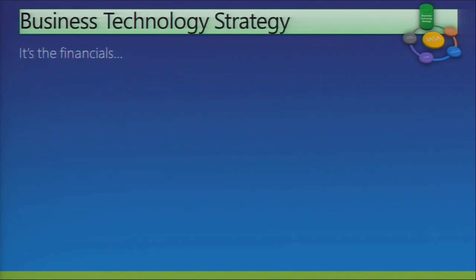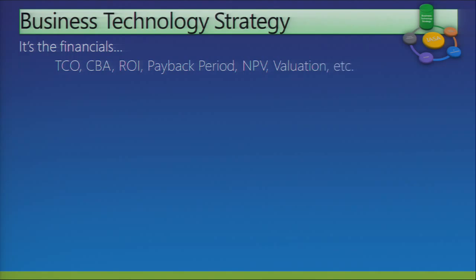So getting back to the main topic on business technology strategy, I want to go over the main areas of this pillar, and it's the financials. First and foremost, total cost of ownership, cost-benefit analysis, return on investment, payback period, net present value, valuation, real options valuation, all the things that you get in a mini MBA course, you're going to have to practice as an architect. Not only do you need to practice these by knowing what they are and using them, you need to know when to use them and when not to use them.